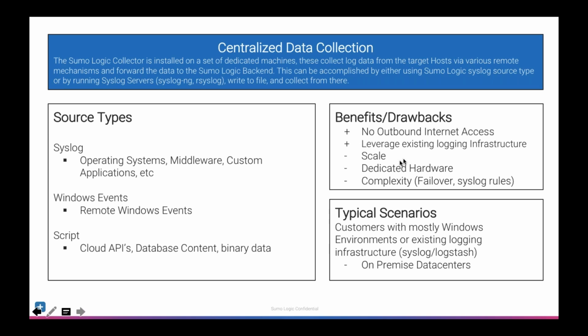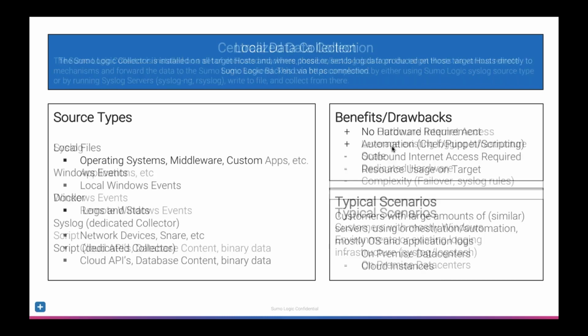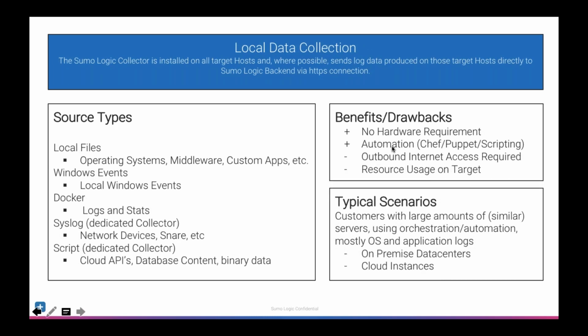If you already have an environment that is in place, that you can leverage, this is a good option. What we see, actually, before I say that, but typical scenarios is customers with mostly window environments or an existing logging infrastructure use this scenario. What I will say is that what I see a lot with customers is they begin, if they have an existing logging infrastructure, they'll probably start with local data collection with a few sources. Perhaps they want to get a few of their web servers to start generating, sending data to Sumo.